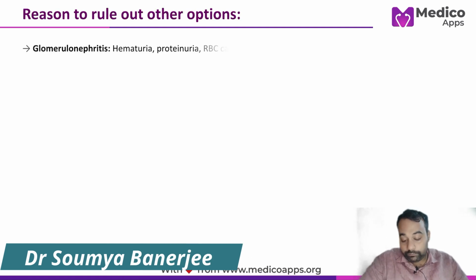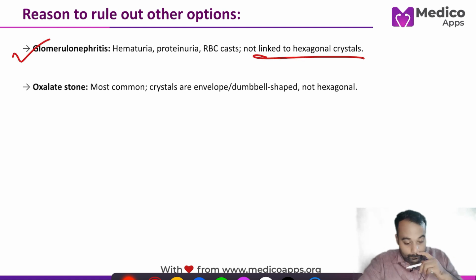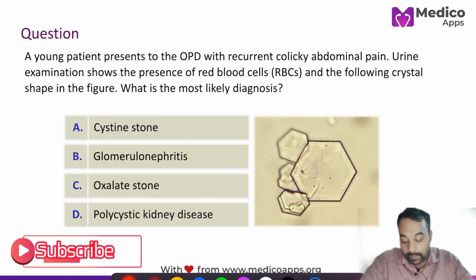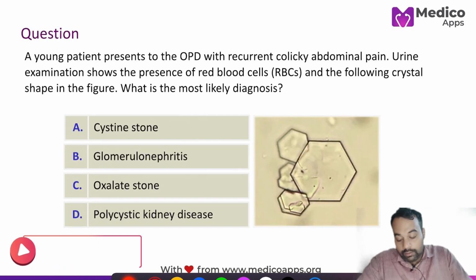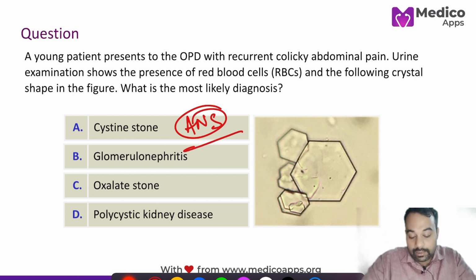Okay, so as I have already mentioned, what are the reasons to rule out? Obviously not linked to hexagonal crystal. It's dumbbell or envelope shaped, and polycystic kidney disease, same thing. Okay, so this was our discussion regarding this MCQ.